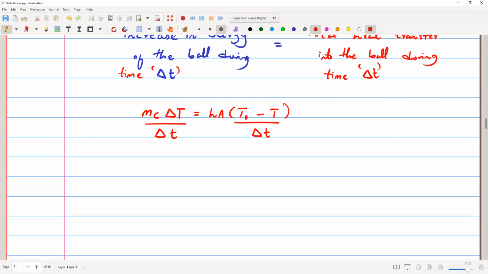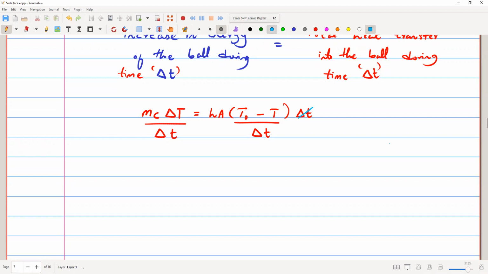So delta T over this will be simply... one thing that is missed here is delta T. It's also delta T because it's the total heat energy transferred to the ball during the time. So it's HA times T naught minus T times delta T over delta T.